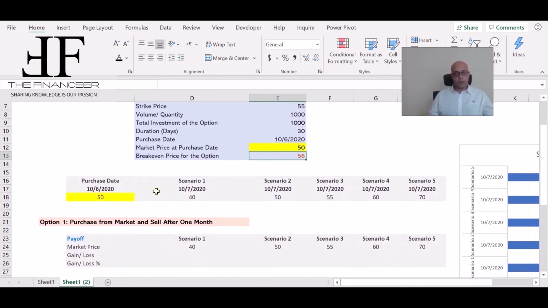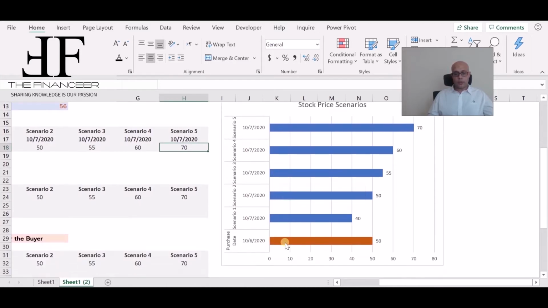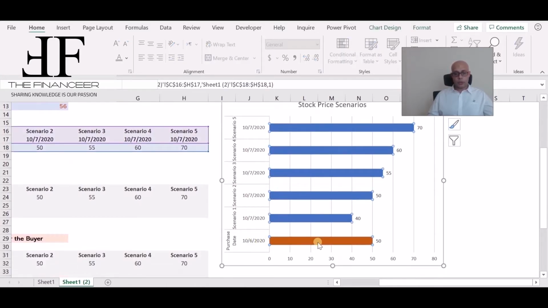What are the scenarios that we have? We are going to explain. Scenario number one: after 1 month, the market price of the stock will be 40. This is the first scenario. Scenario number two: on the same date, it might be 50, might be 55, 60, 70. So simply I put all of these scenarios in this chart. This is the purchase price that we have on 10th of June. So we purchased, for example, assuming the market price is 50.